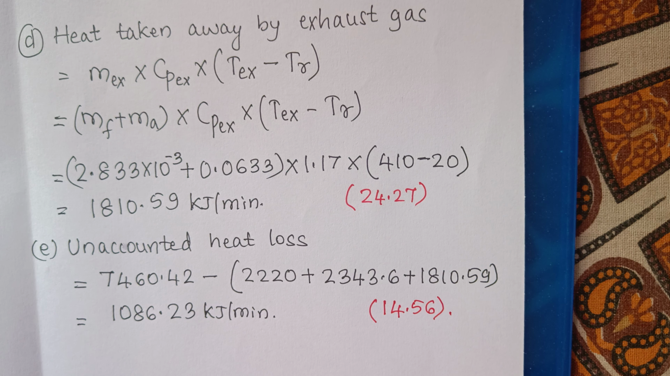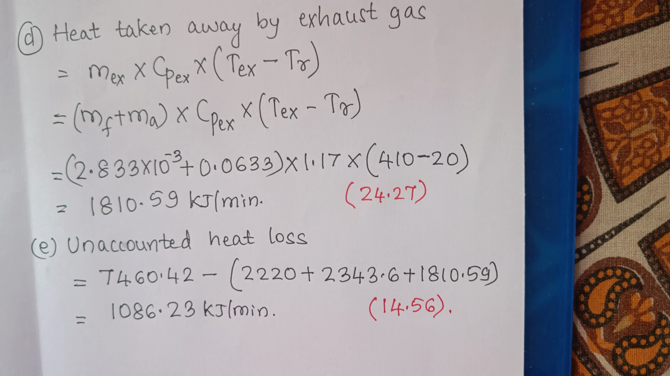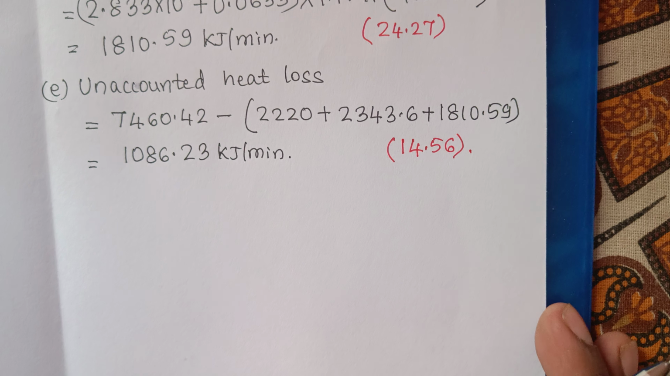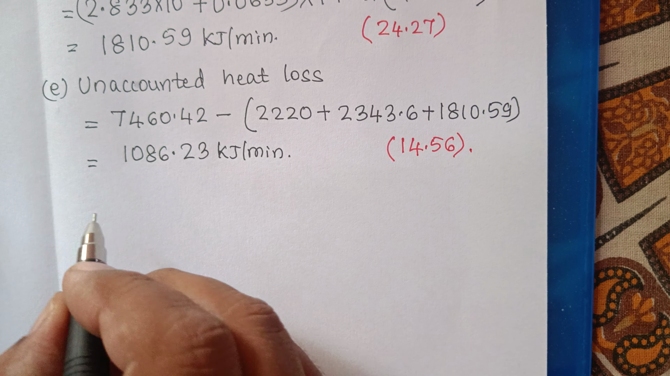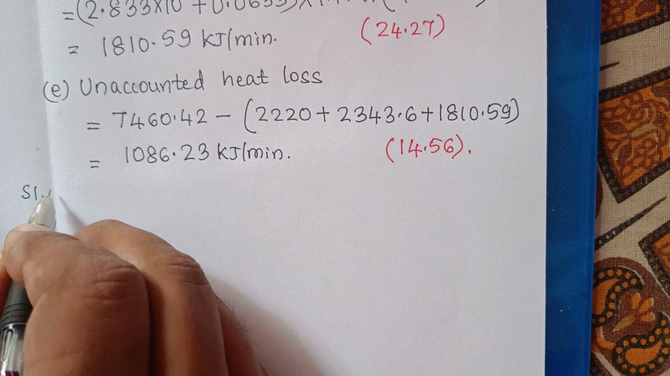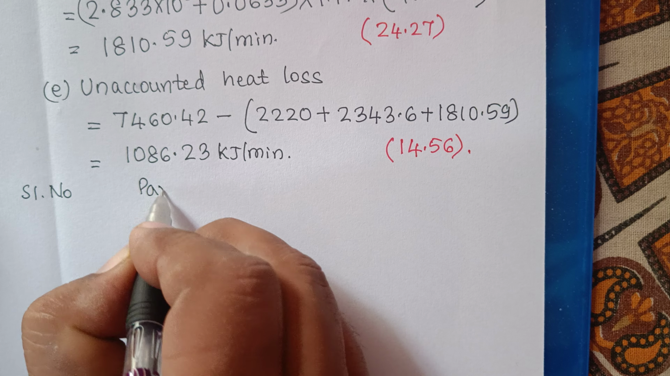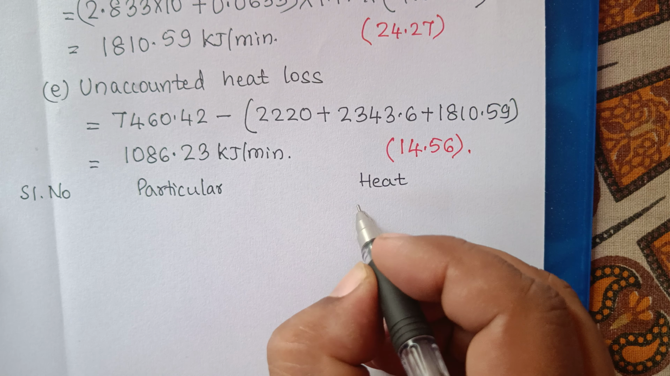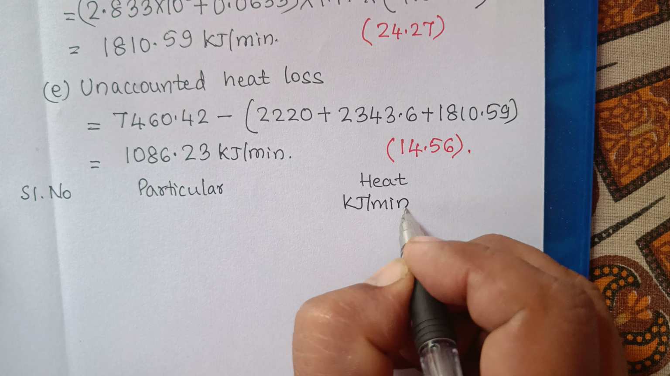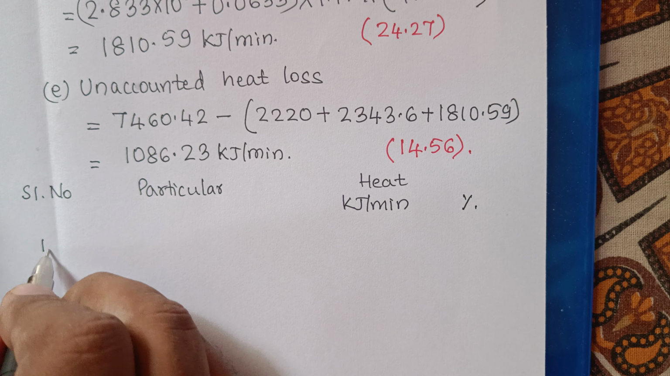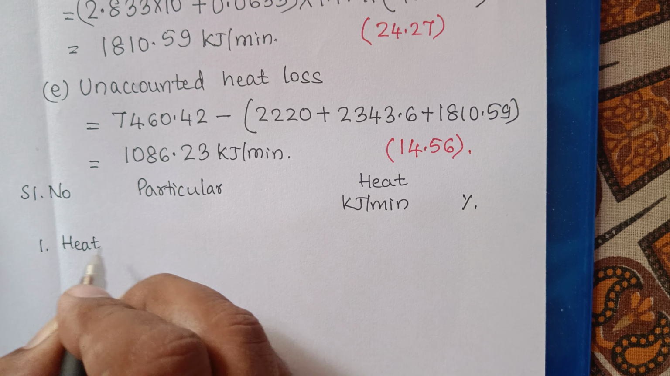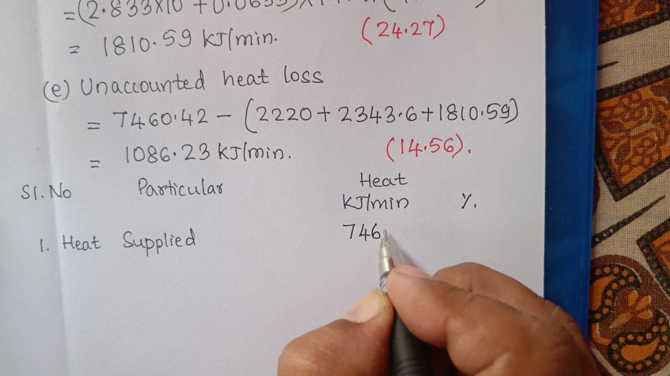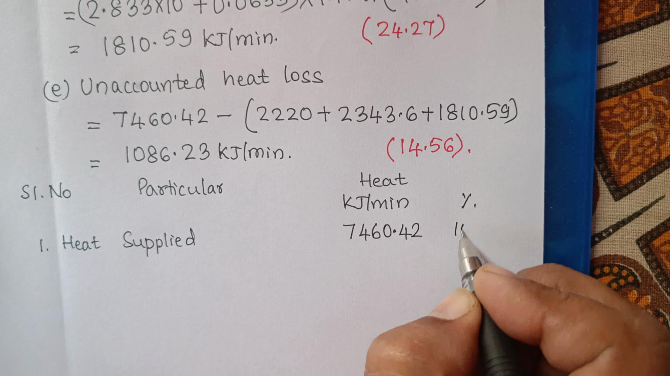With all these four values in terms of percentage, if you express this in a tabular form, it is nothing but your heat balance sheet. So what are the parameters there? Serial number, you can write particulars, then heat in kilojoules per minute, and then here in terms of percentage. So serial 1, heat supplied is 7460.42, which is nothing but 100%.